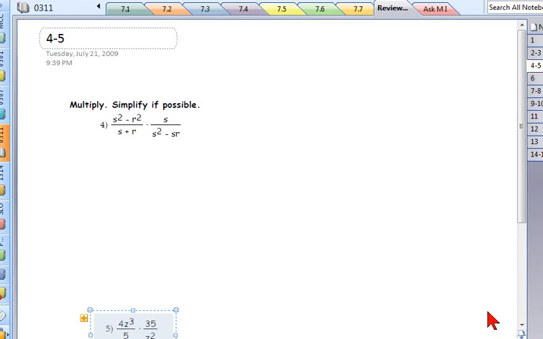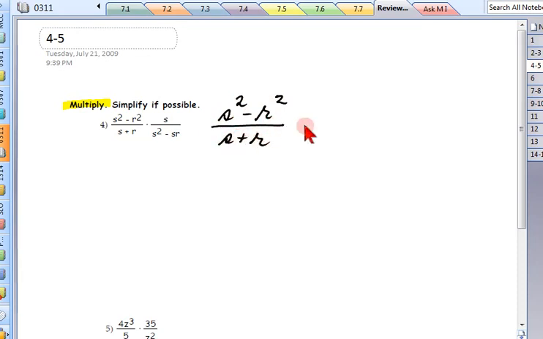Numbers 4 and 5 have the same instructions. They both say to multiply and simplify if possible. So if I make this a little bit larger, I have (s squared minus r squared) over (s plus r) times s over (s squared minus sr).